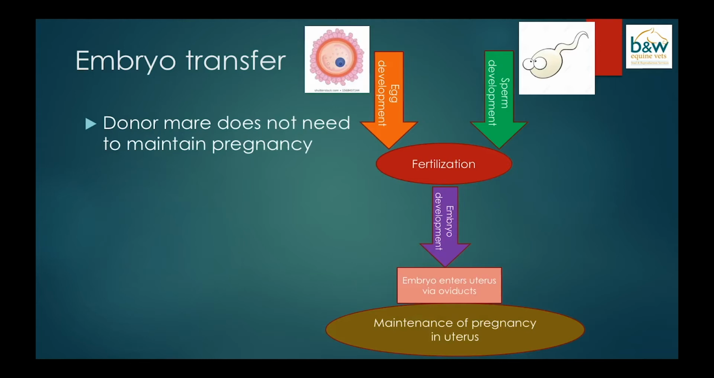And then back to this diagram. Although we need normal egg and sperm development and normal fertilization, and we do need the embryo to be able to enter the uterus via the oviducts, we don't need the embryo or the pregnancy to be maintained in the uterus beyond 6 or 7 days, after which it will be transferred to the recipient.